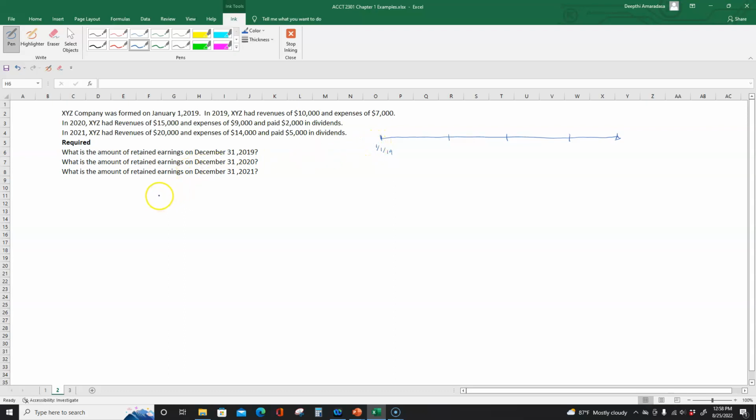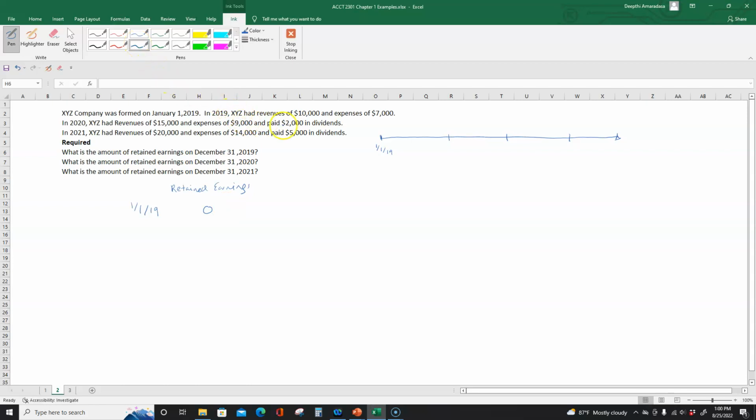So we start off by trying to figure out what happened during the year. So we start with retained earnings on January 1st. Retained earnings on January 1st, 2019. And we know that since the company didn't exist before that date, retained earnings on January 1st, 2019 is 0.